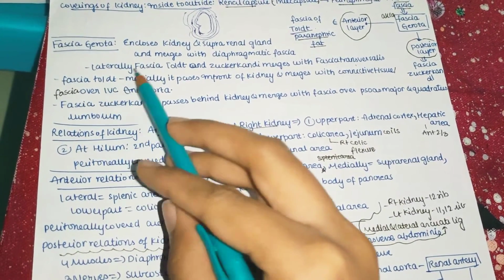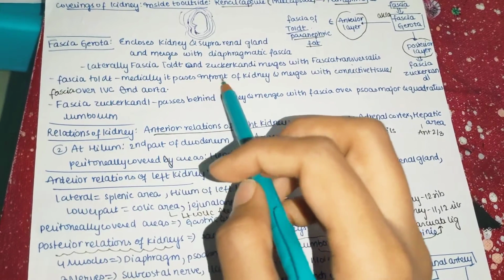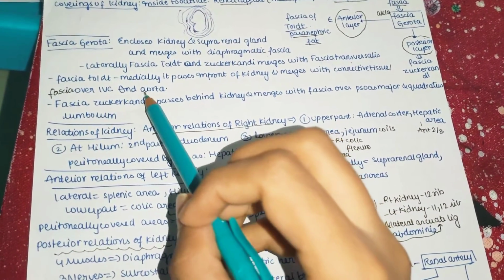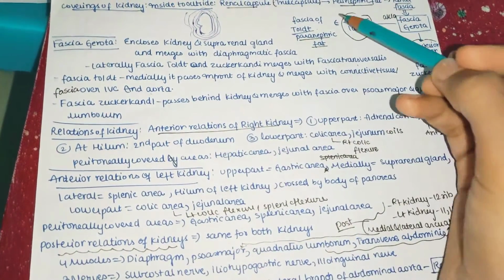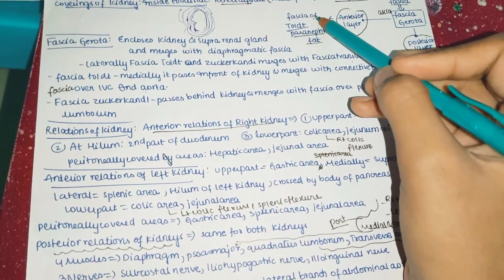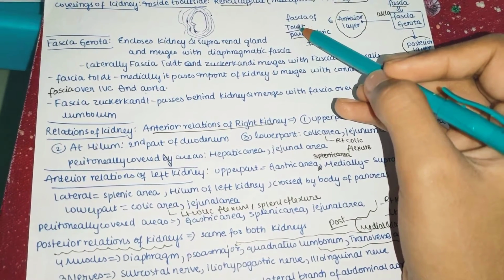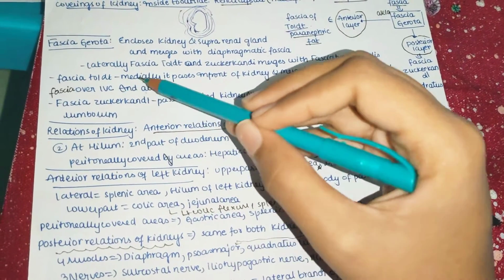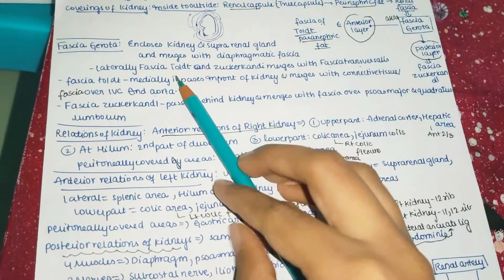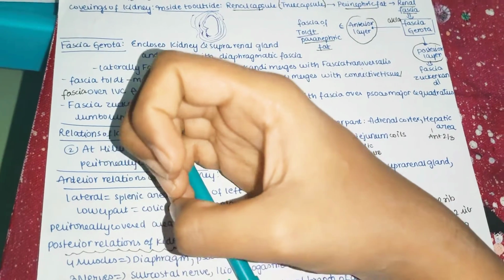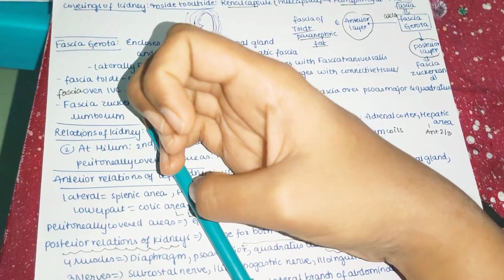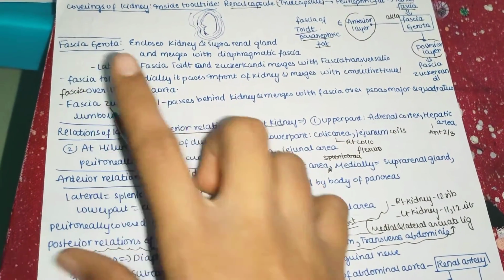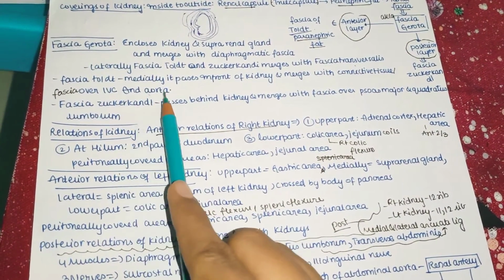Next, the fascia of Told will pass medially in front of the kidney and merge with the fascia over the inferior vena cava and aorta. So this anterior layer, the fascia of Told, will go separately on the medial side in front of the kidney and merge with the fascia of the inferior vena cava and aorta on the back side. On the kidney's back side, for example, this is the kidney, this is the inferior vena cava, and on the other side you have the aorta like this. So on the back side it will go medially and fuse with the inferior vena cava and aorta.